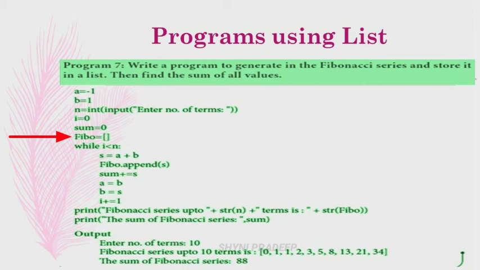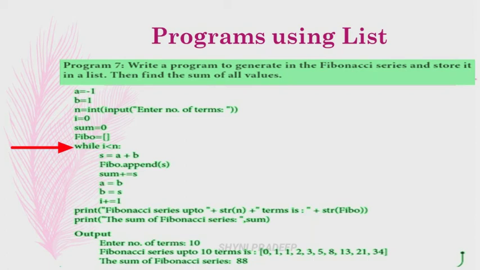Each value will be added in this empty list, one by one. And next see the while loop: i is less than n. Here n means what? 10. So i is 0. 0 is the initial value of i. You have to check this condition: i is less than n. So 0 is less than 10. If this condition is true, then you have to execute the next statements.